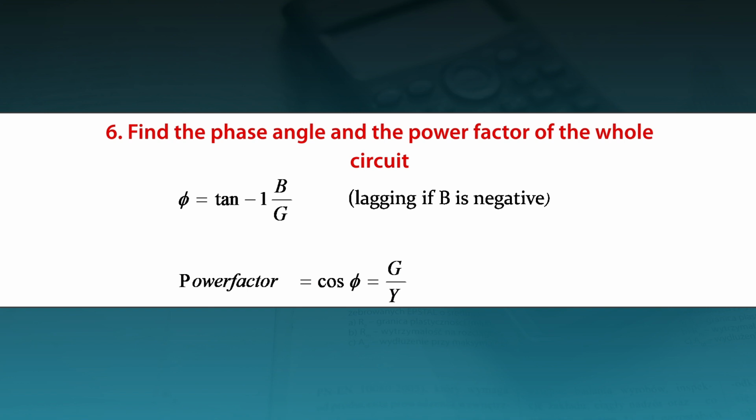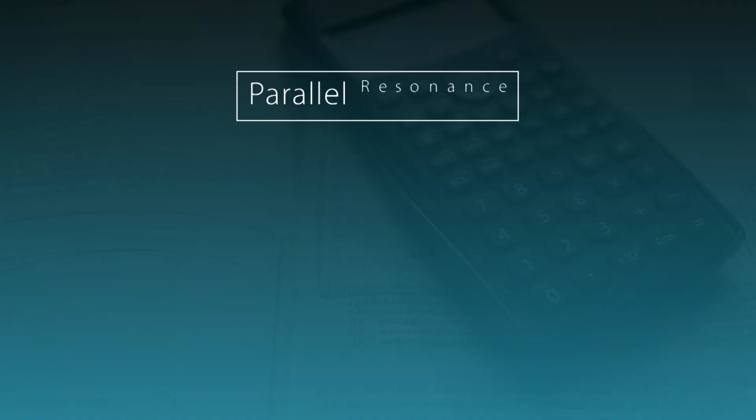So you can write power factor is equal to cos phi, or you can say cos tan inverse capital B upon G, or you can say power factor is equal to capital G upon capital Y. Now the next topic that we are going to discuss is parallel resonance.